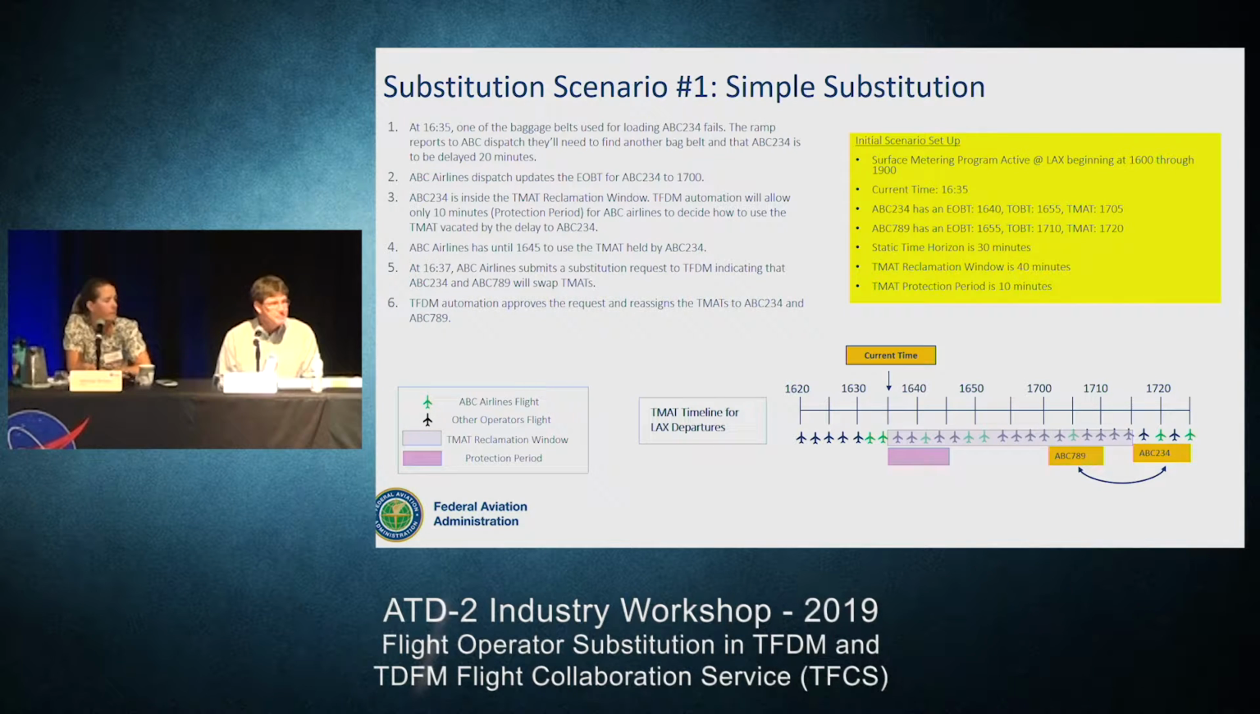And then after you do the substitution, it goes back through the TTP feed via SWIM, and so then it'll show up on any ramp tools we have. If you're displaying TMATs and TOBTs, the new information will be published out. As soon as TFDM approves it, updates the schedule, and then republishes, it'll be available for consumption.